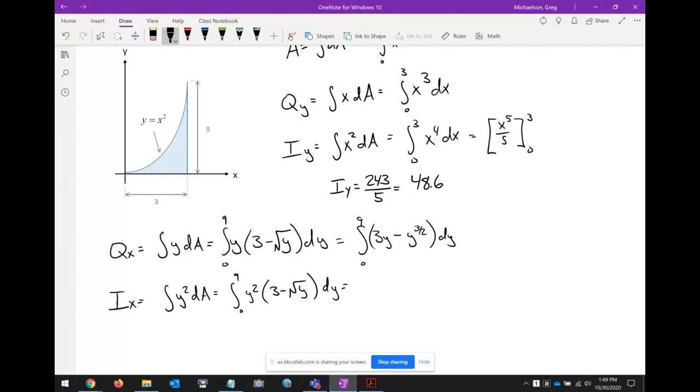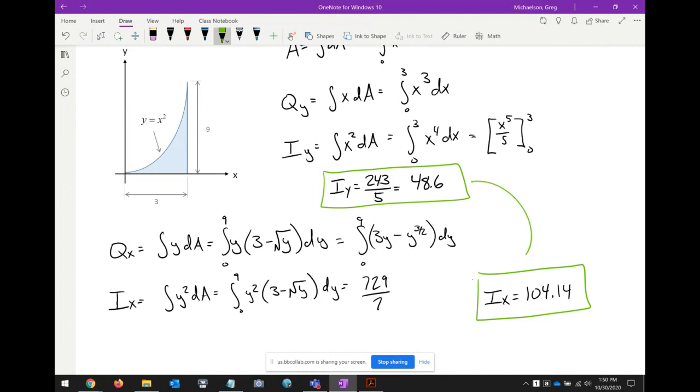Don't worry, this isn't on your homework. I'm just going through this so that we have some reference here. So let me just chug this out. This ends up being 729 over 7, or Ix is 104.14.